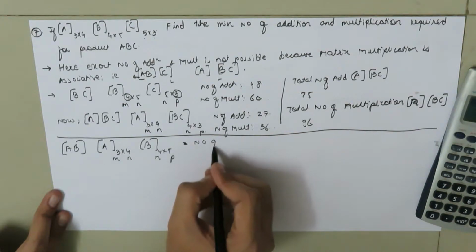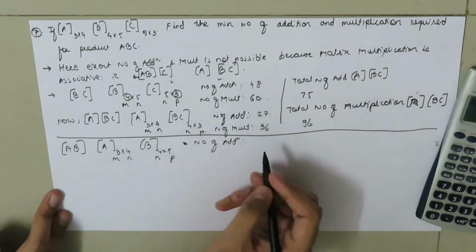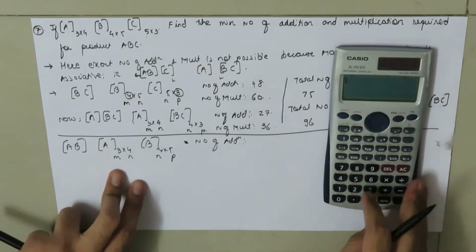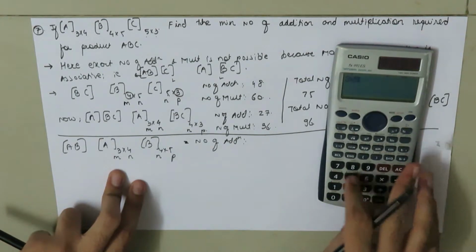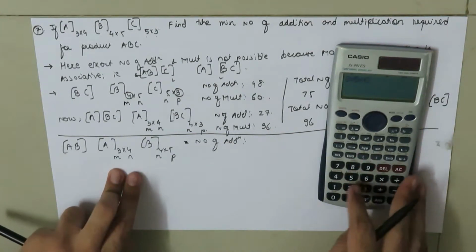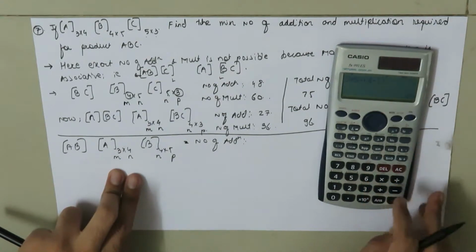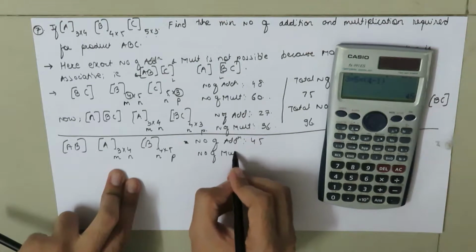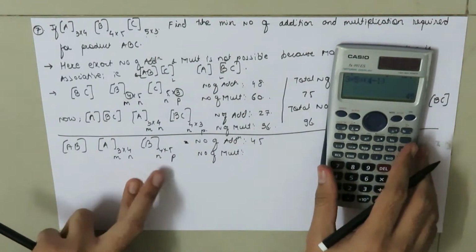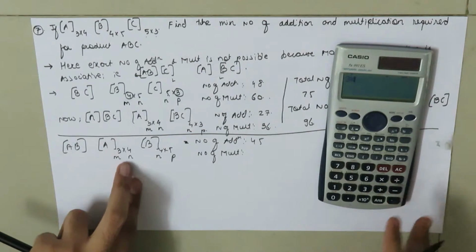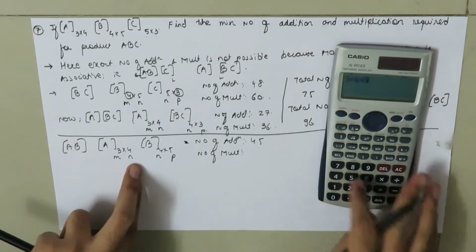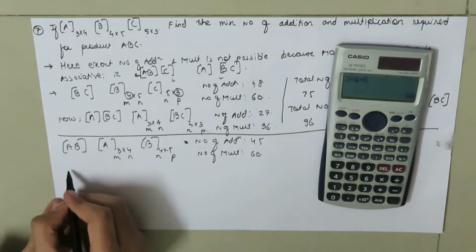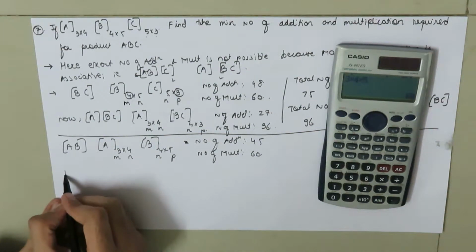So the number of additions will be equal to MP(N minus 1). So this is M into P, which is 5, into N minus 1, which is 4 minus 1, giving 45. And the number of multiplications will be equal to MNP. M is 3, N is 4 and P is 5, so this will be 60. Now we'll multiply this matrix AB with matrix C.